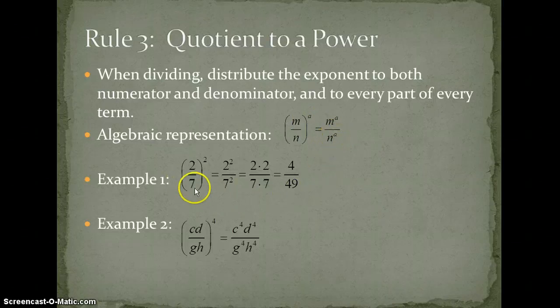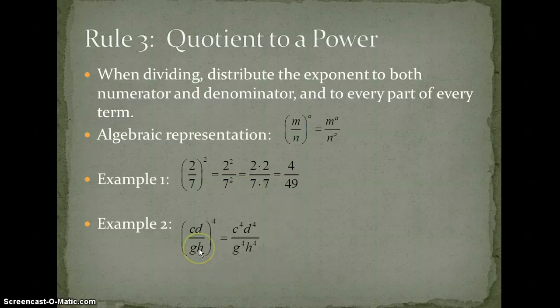Here it is with numbers, 2 divided by 7, or 2/7, quantity raised to the 2nd power. When you distribute that 2, it goes to the numerator and to the denominator. Here it is strung out and multiplied.